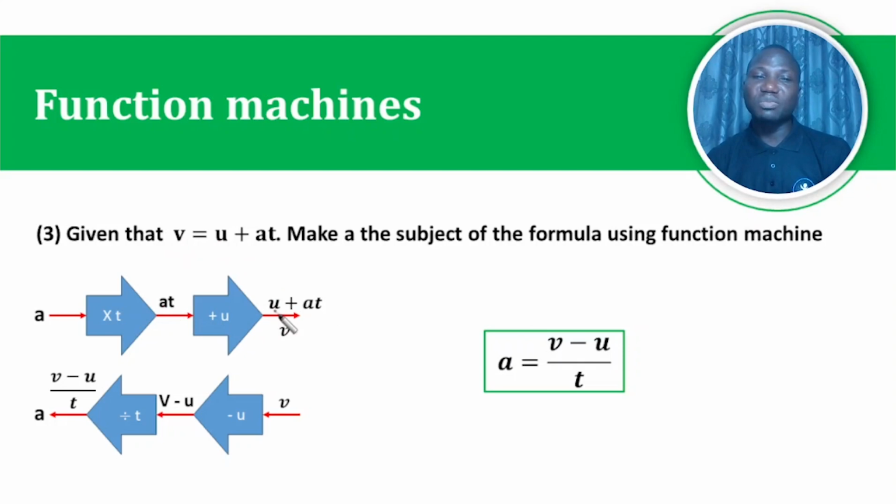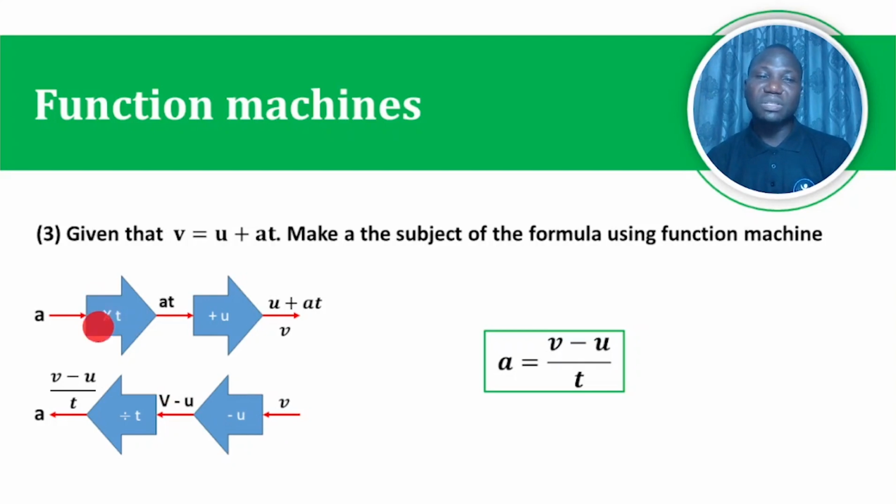Now, to change the subject from v back to a, v will go back using the inverse function machine. v will go back into the machine. This first machine here will do the opposite of what this machine did. This machine added u, this one will subtract u. So we have v minus u. v minus u will come out of this machine.